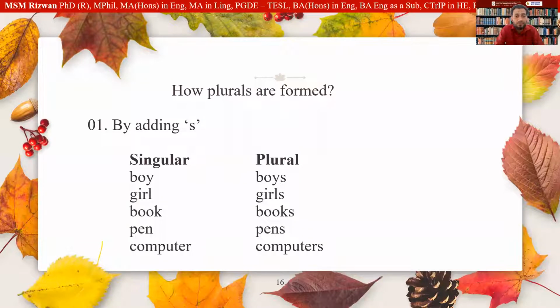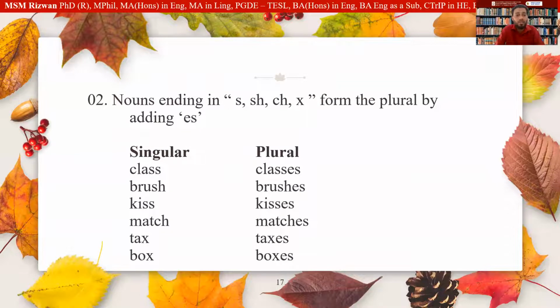Excuse me, sir. I'm Cyrus. Shall I read it? Yeah, proceed. Boy, boys. Girl, girls. Book, books. Pen, pens. Computer, computers. Yeah, exactly. So dear students, you also can find some more examples in relation to this type of formation, right? And now let us move on to the second formation here.